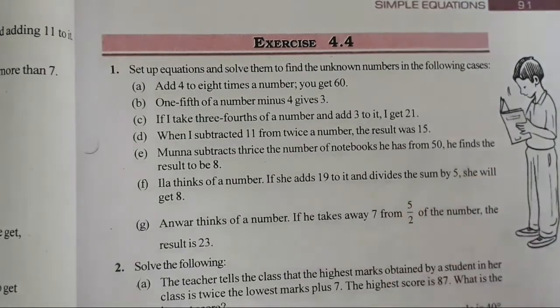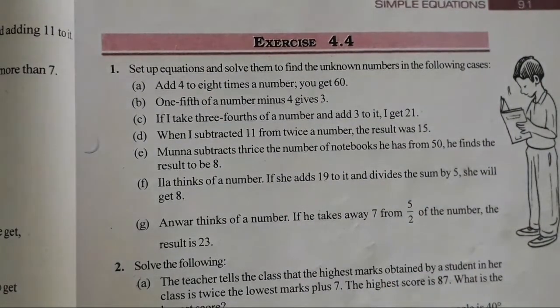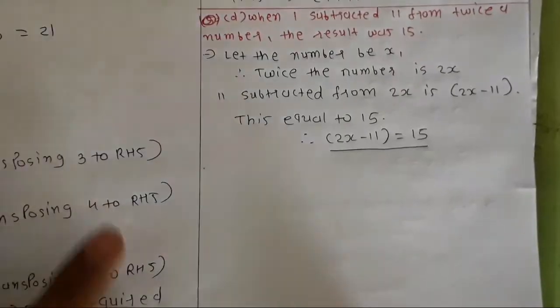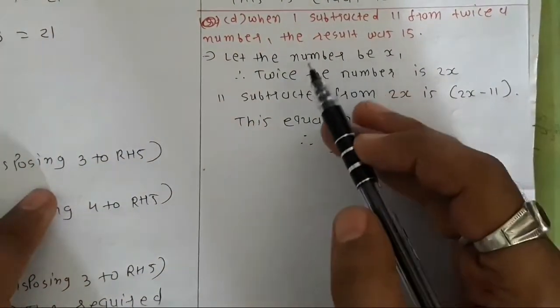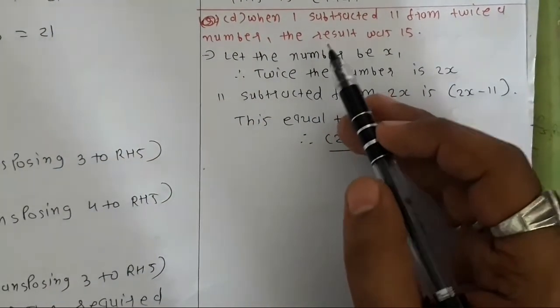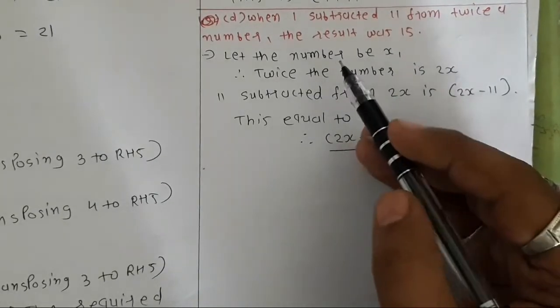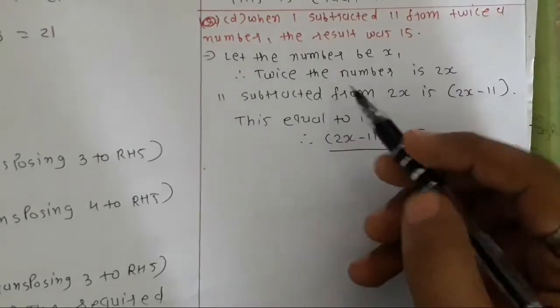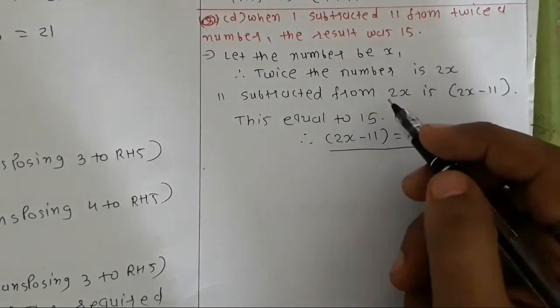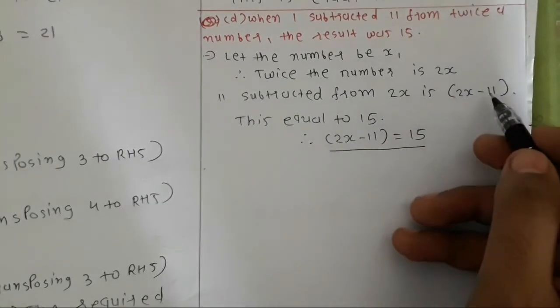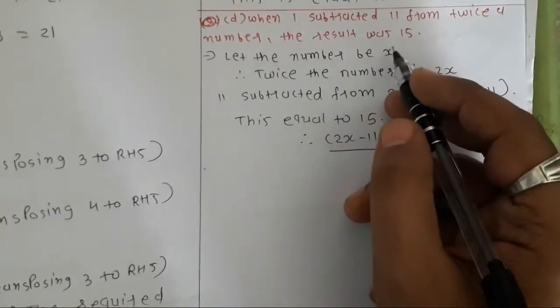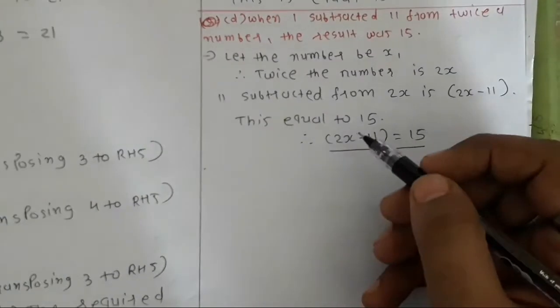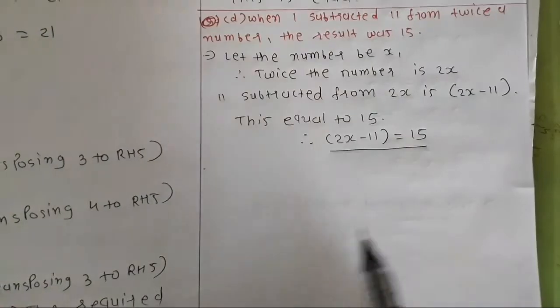So how do we solve this type of question? First of all, let the number be x. So we assume that the number was x. Now twice the number means 2 times the number, which is 2x. Now 11 subtracted from 2x becomes 2x minus 11, and the result is given as 15. So this is equal to 15. Now we have to solve this equation.